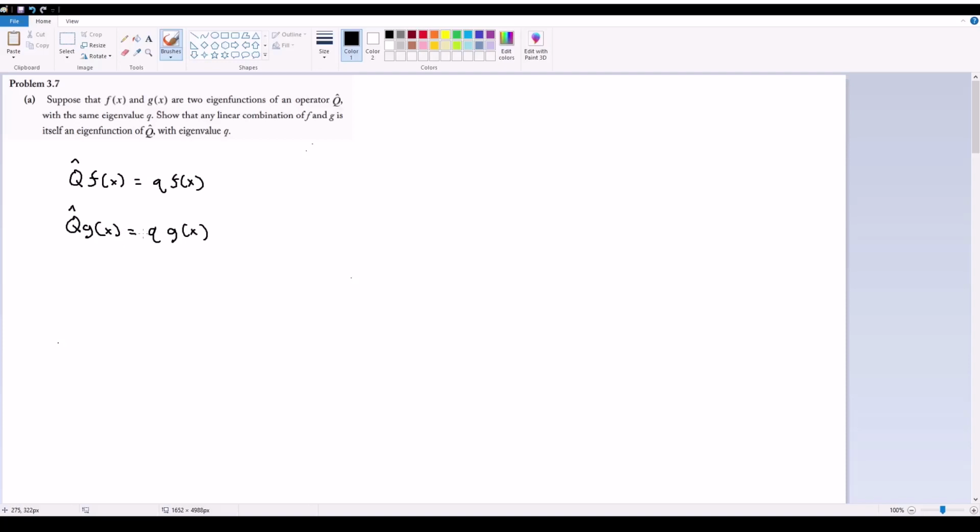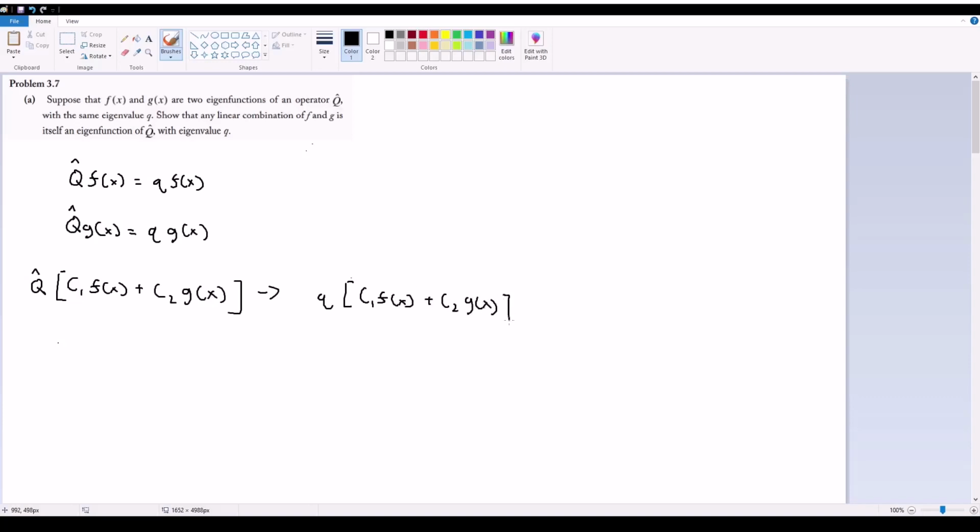So obviously the first thing we start with is just to write out a linear combination of f and g. So c1 times f of x plus c2 times g of x. And at this point, what I'm trying to do is show that I can operate on this with q hat, and it's going to give me the exact same sort of expression as I have up here, where this ends up becoming an eigenfunction of q hat with the same eigenvalue, little q, on c1 f of x plus c2 g of x.